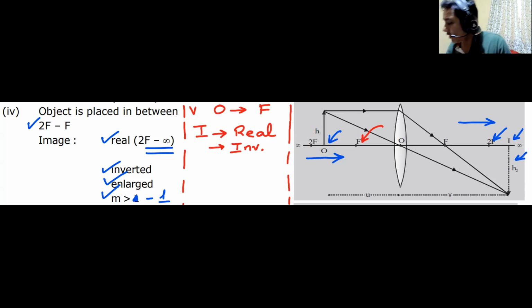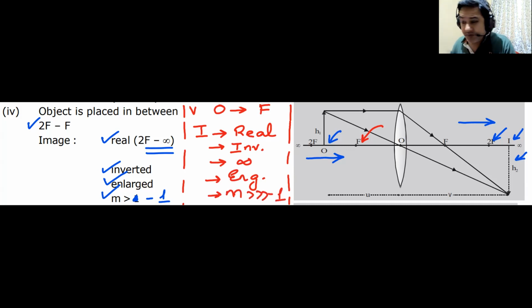Yes, sir. Okay. It is inverted. Where is it formed? It is formed at infinity. It is enlarged, very enlarged. In fact, magnification is very, very high. So we will see a very large image even for a very small object.